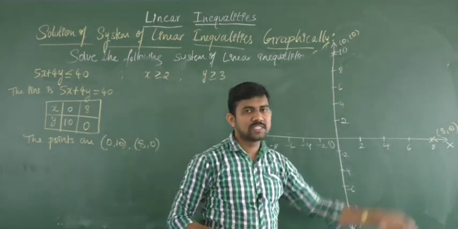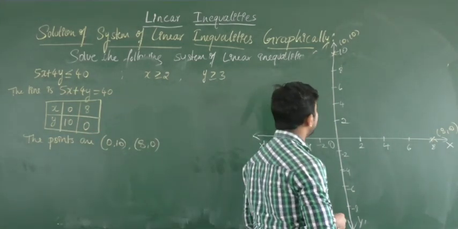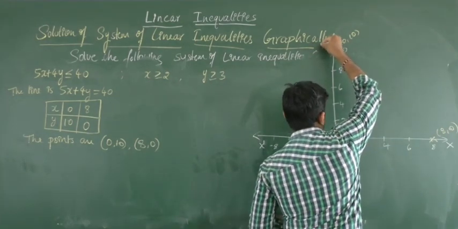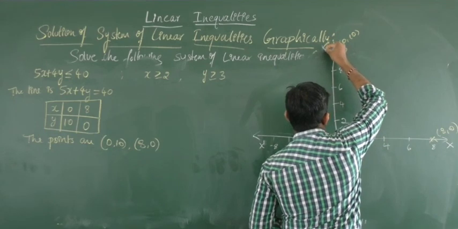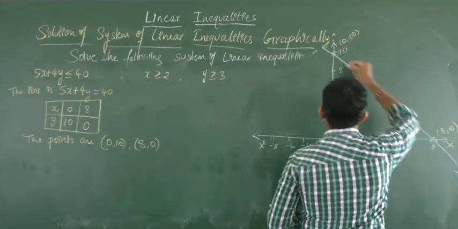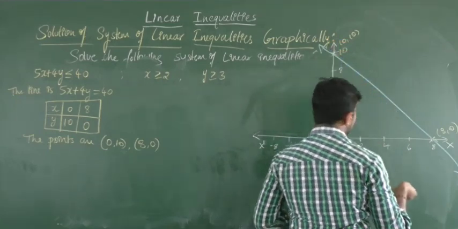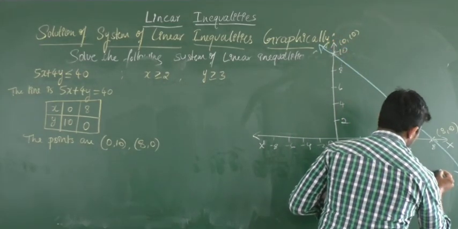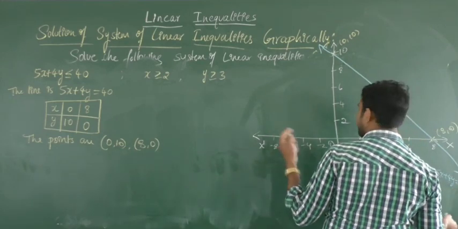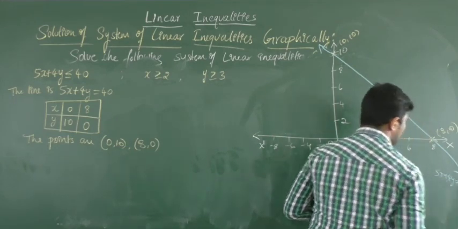So join the points by using a thick line. Okay, join the points by using a thick line, like this. So what is the equation of this line? That is 5x plus 4y is equal to 40. Okay, write that equation of the line.